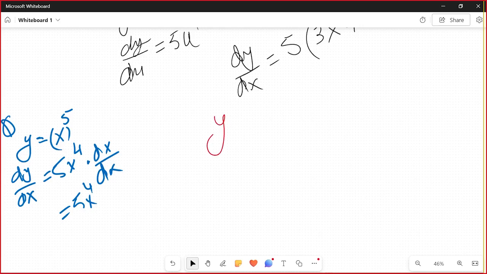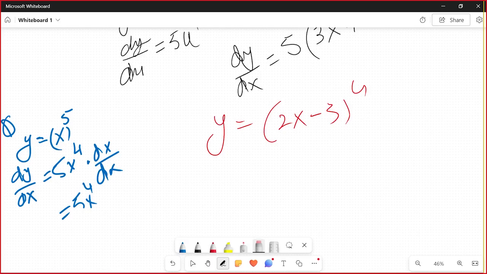So we say y is equal to 2x minus 3 raised to the power 4. Here we had x in the bracket and we had taken this 5. If it is not very clear, let me rub the 5 and put it outside the bracket. Now instead of x, we have 2x minus 3 in the bracket. Are you able to correlate these two questions somehow?